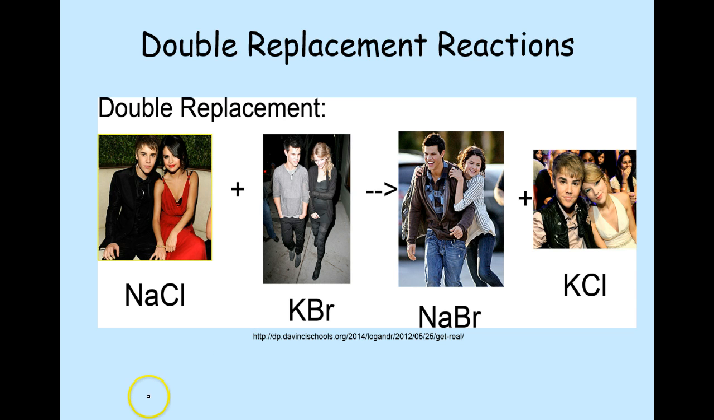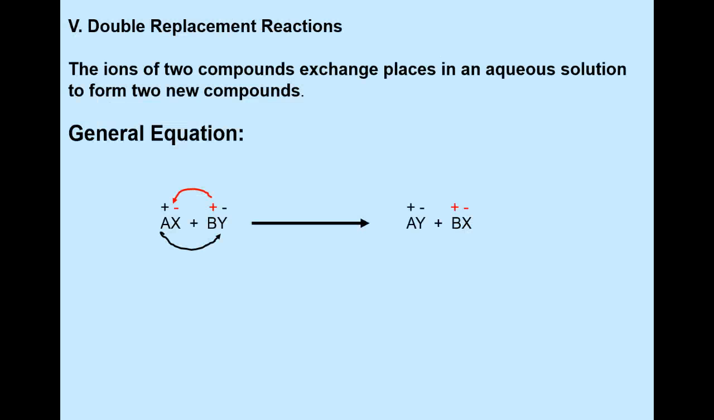So, in a double replacement reaction, we have two compounds made up of two opposite charges, and as we see, we have our two couples here, two famous couples, in fact, made up of two opposites. We see that, and then in our products, we'll see that our couples have exchanged places, forming two brand new pairs of couples. That is a double replacement reaction.